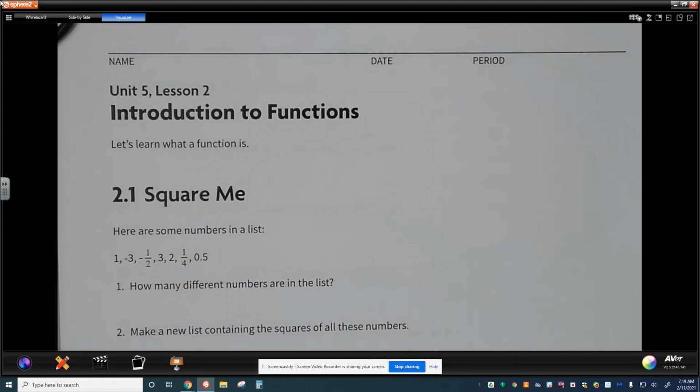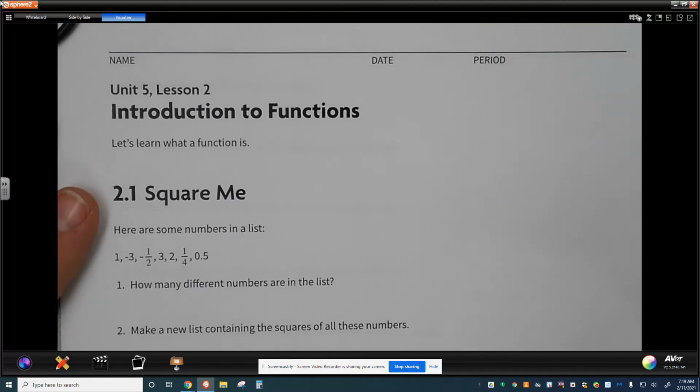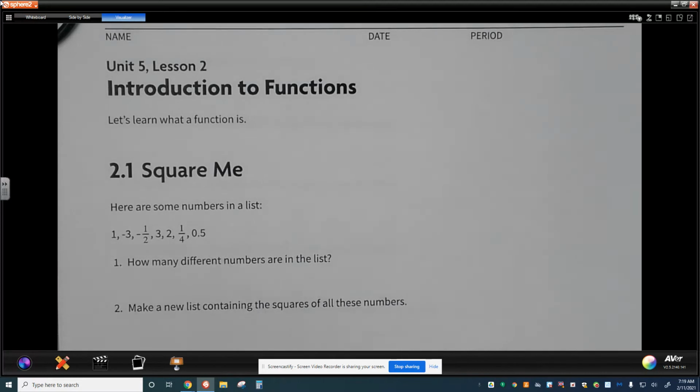Here we are with Unit 5, Lesson 2, Introduction to Functions. We're going to learn a little bit more about what a function is today. And we're going to start that off by comparing a list of numbers with another list that we're going to make. So here's our first list of numbers.